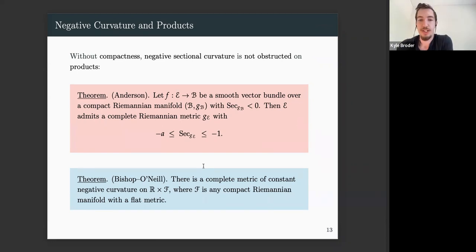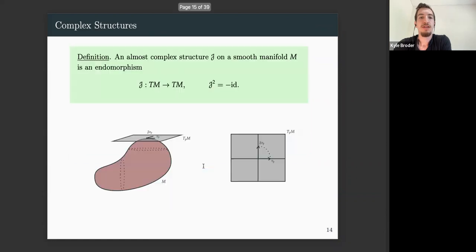And so we're seeing this continuous interplay between compactness, the topology, and negative curvature. There's really a balancing act. Okay, so we want to see how this carries out in the complex analytic setting.